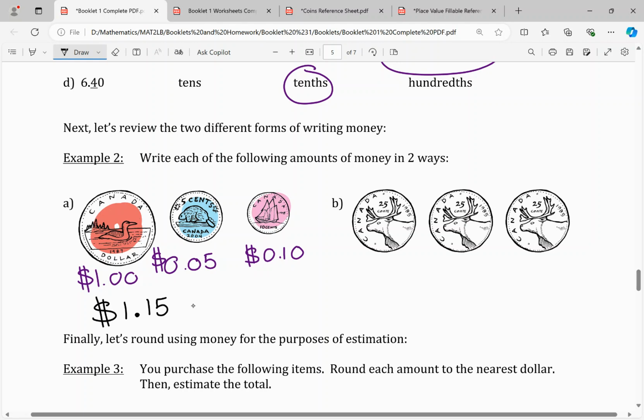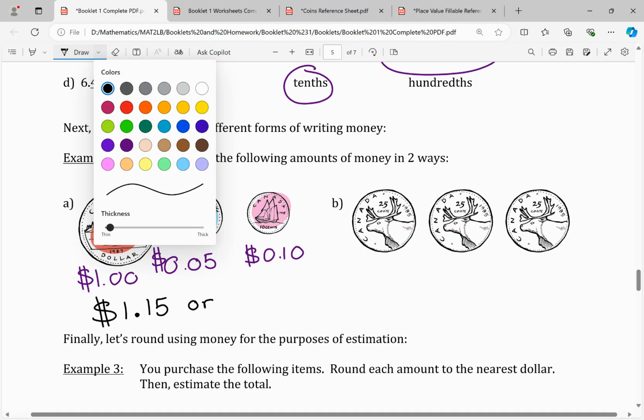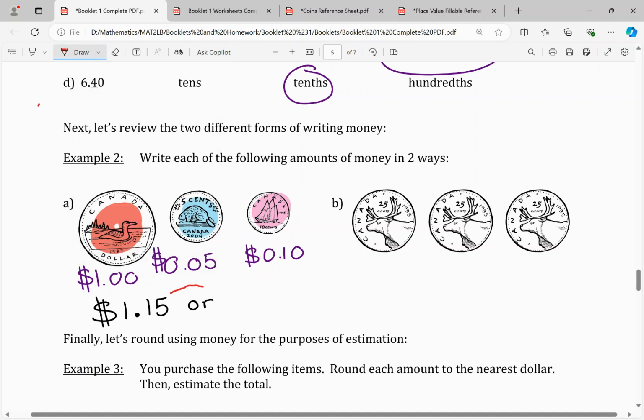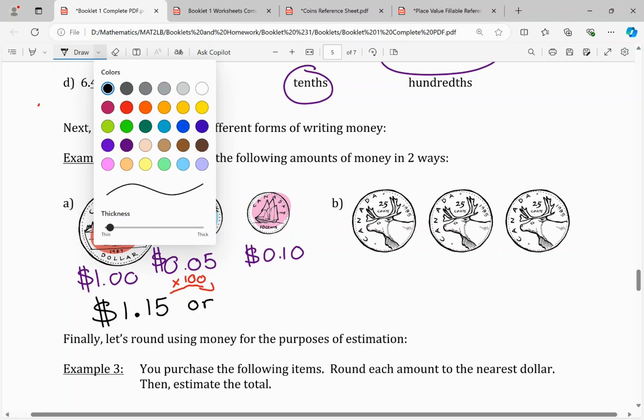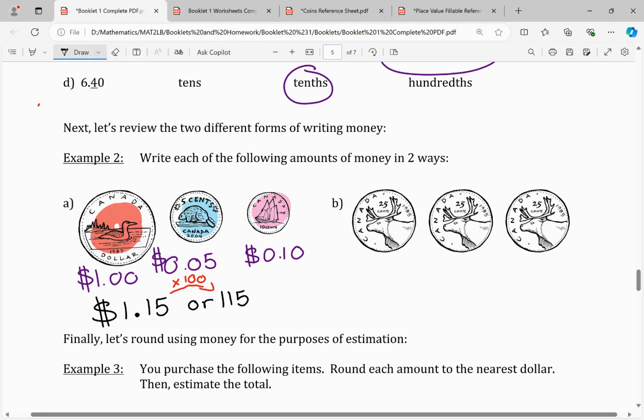Now, they ask us to write this in two different ways. If you remember from a couple of lessons ago, you don't have to write money as dollars. You can write it all in cents. All that you need to do is take the dollar value and times it by 100. 1.15 times 100 gives us 115, and now we're talking about cents. So this is $1.15 or 115 cents.